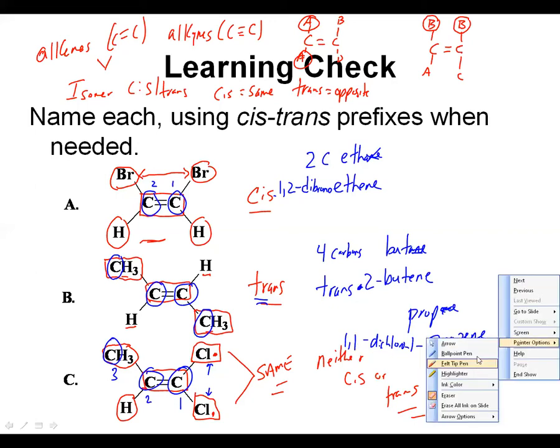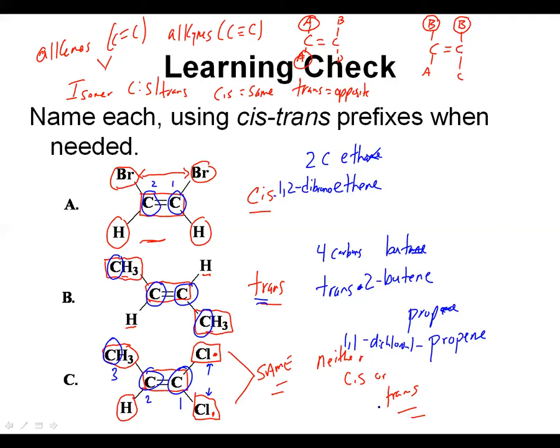All right, any questions on how to identify cis or trans isomers here? Okay, so remember, you may, like the bottom one here, not be able to do it. And again, that occurs because there's the same group on the same carbon.